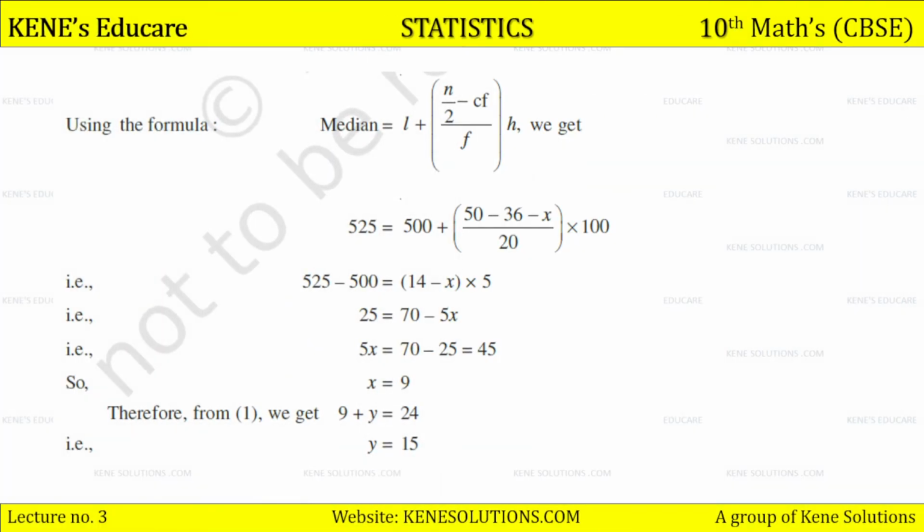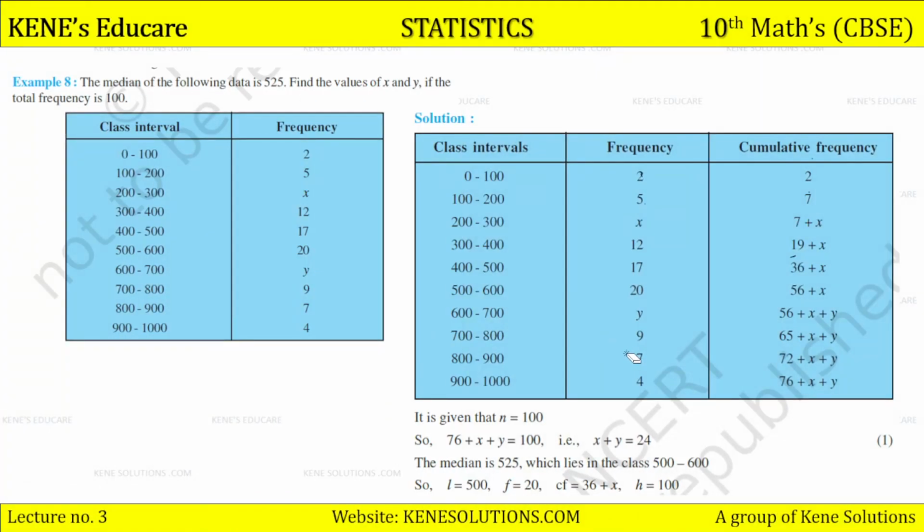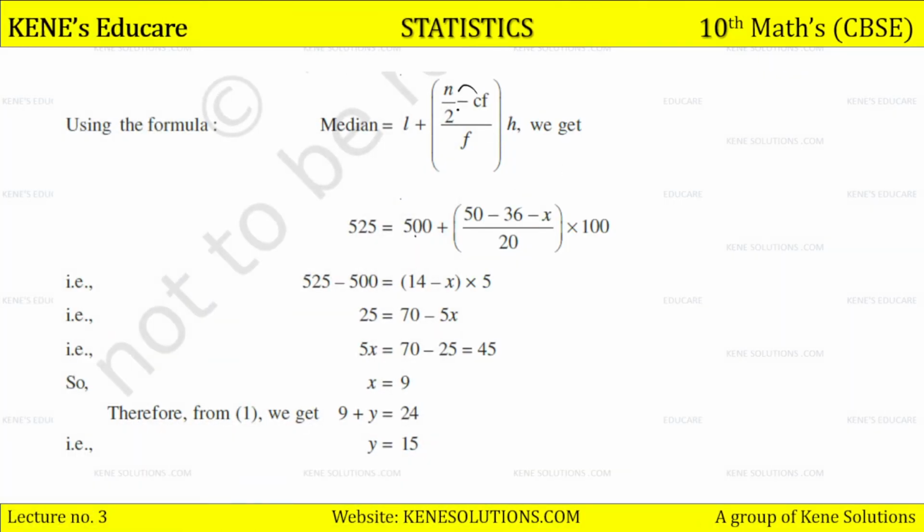Okay, see this way. So l here is 500, n/2 is 50, cumulative frequency 36 + x has come here. Then because, see students, the cumulative frequency is 36 + x, so because of this minus sign it will become 50 - 36 - x here. Okay, h here is 100. So by the calculation we get x is equal to 9. Okay, so therefore first we get 9 + y is equal to 24, so y is equal to 15.